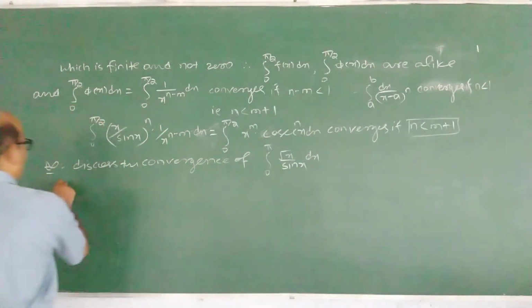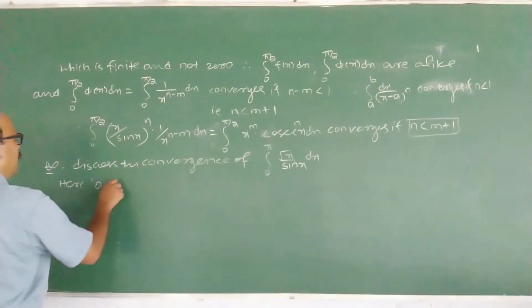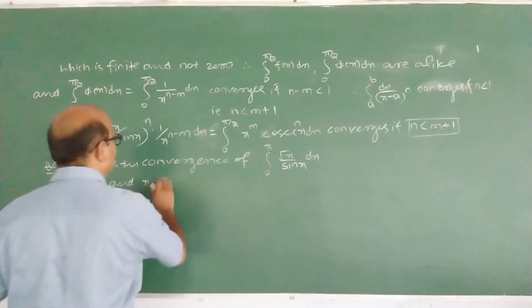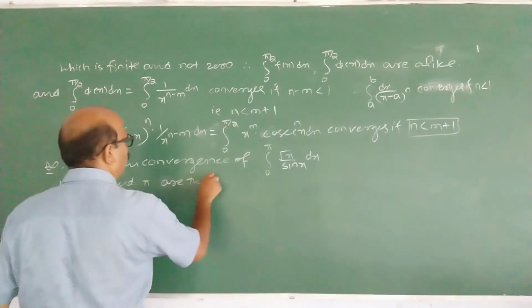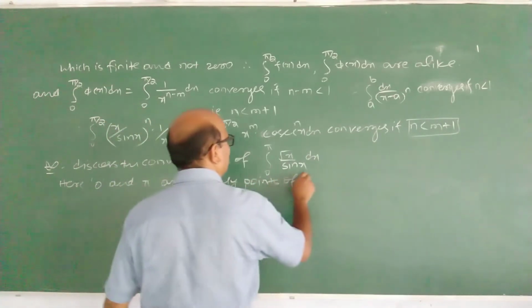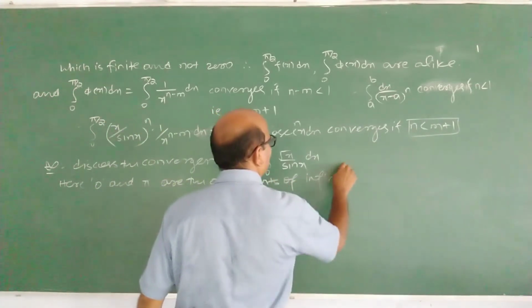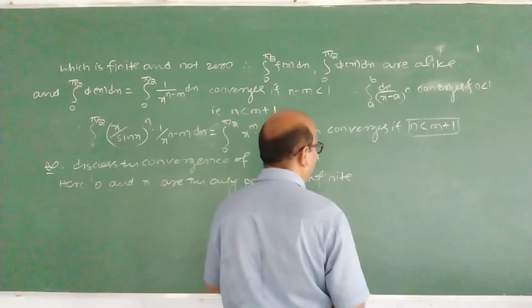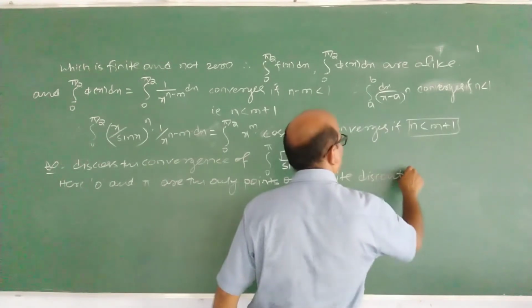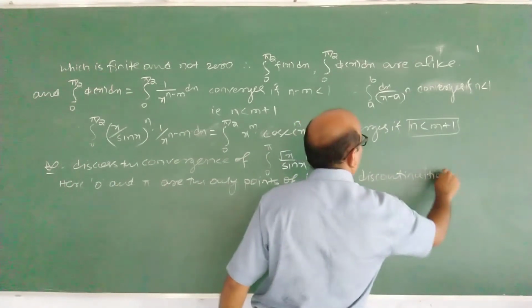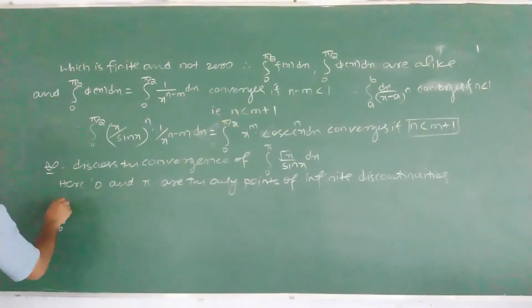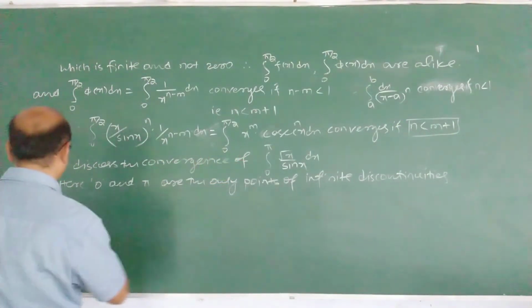Therefore, both 0 and pi are the only points of infinite discontinuities. In this case, what do I have to do? The usual procedure is we take one more point in between 0 and pi.